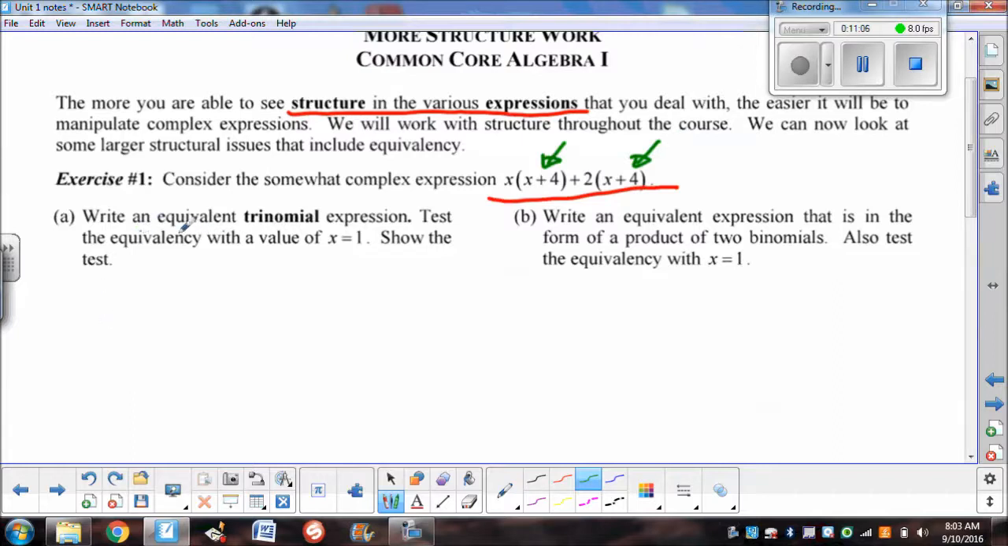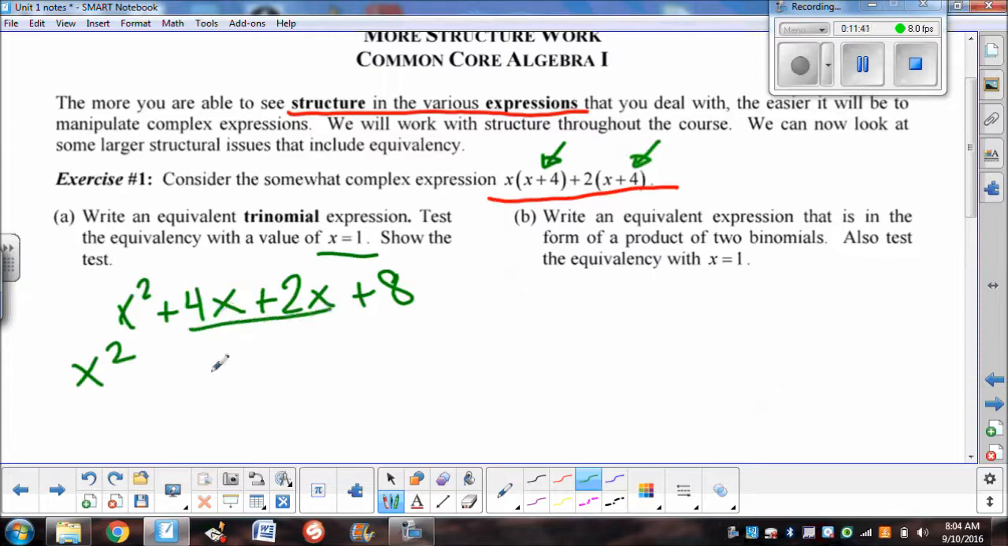It says, write an equivalent trinomial. Test the equivalency with x equals 1. Show the test. So if that's my original, I'm very tempted to double distribute here. I certainly could do that, but I shouldn't say double distribute. I'm going to distribute this first. X times x is x squared plus 4x. Now let's distribute that 2, plus 2x plus 8. And let's combine like terms. X squared plus 6x plus 8.